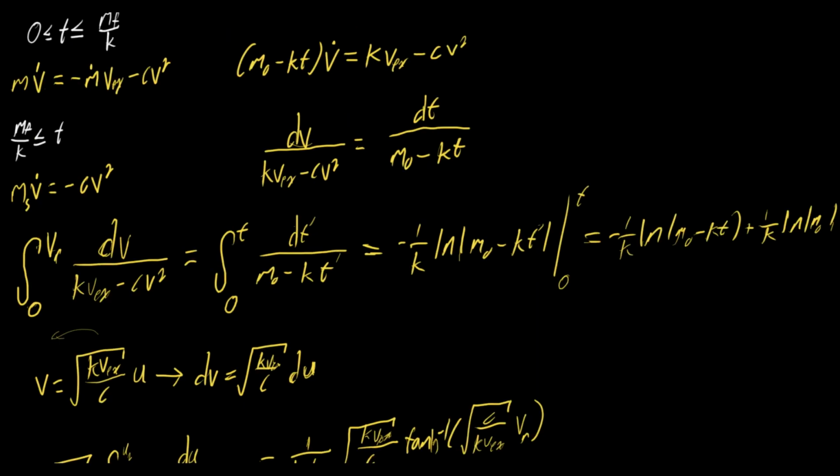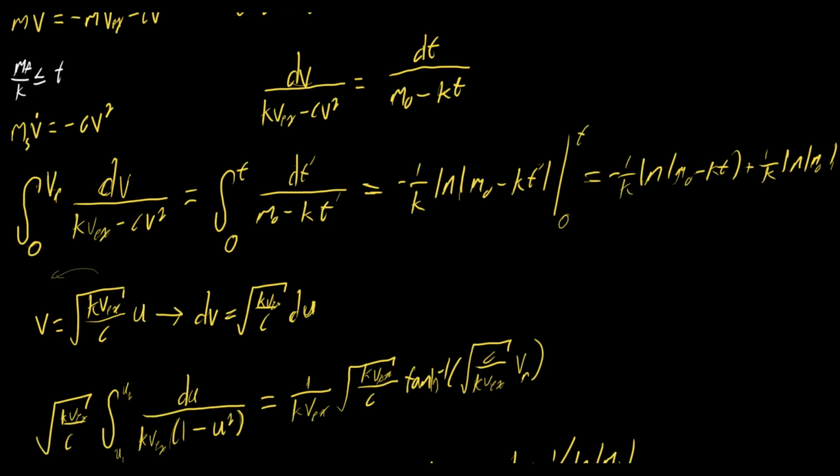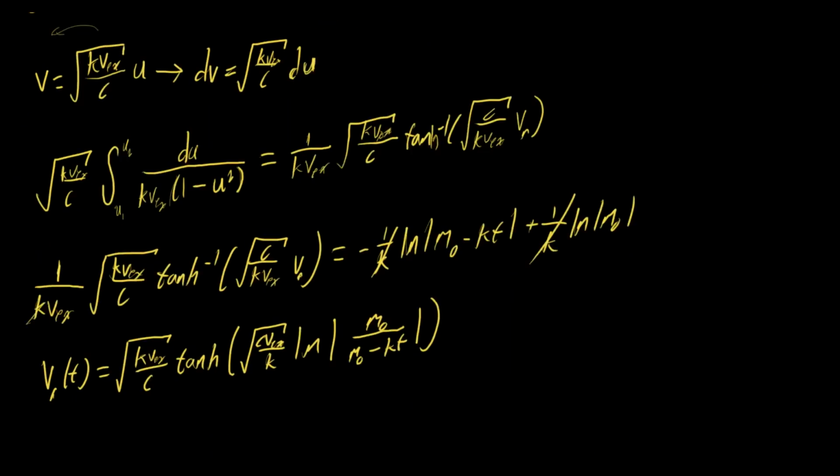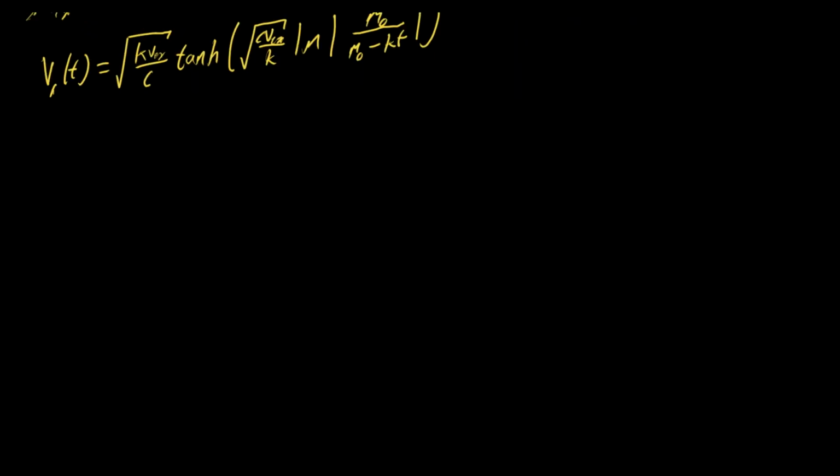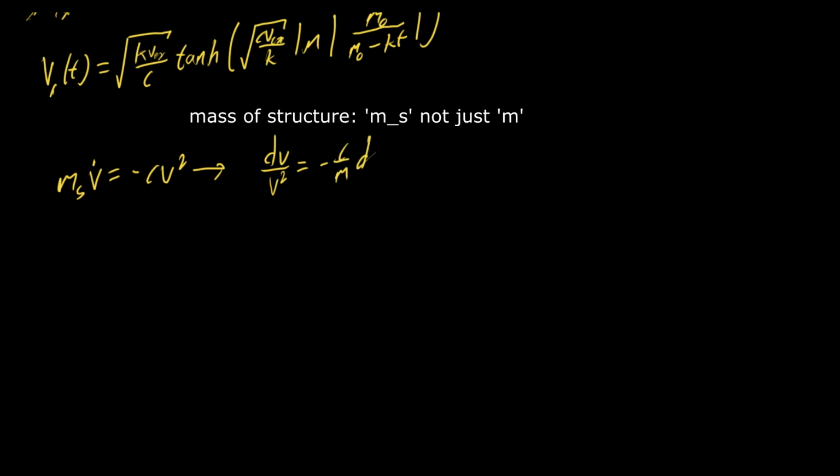Now all we're going to have to do is solve for the second stage, so when it runs out of fuel. And luckily this differential equation is going to be much easier to solve. So we're just going to do that really quickly. And you can immediately see that this is separable, because ms is just a constant. Negative cv squared. And then we're just going to shift everything. So we're going to get dv over v squared is equal to negative c over m dt.